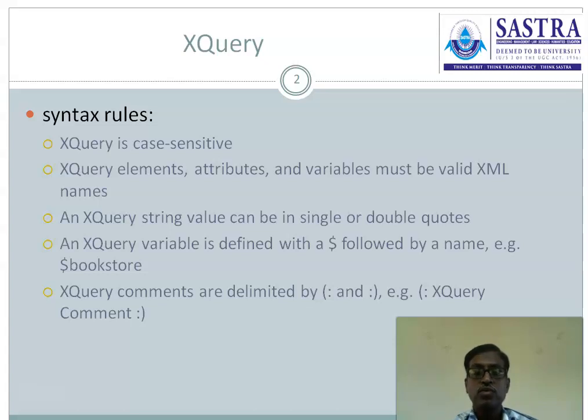XQuery string values can be quoted. Suppose you are declaring an attribute or variable, then you must enclose the value using either single quote or double quote. And then an XQuery variable is defined and referenced using the dollar symbol followed by the name. Example, $bookstore. So when we are declaring variables in XQuery, they should be defined as well as referred to by means of the dollar symbol followed by the name.